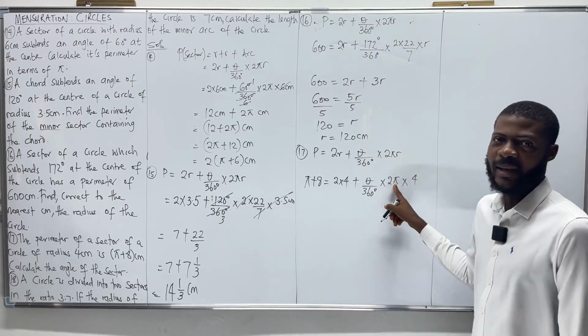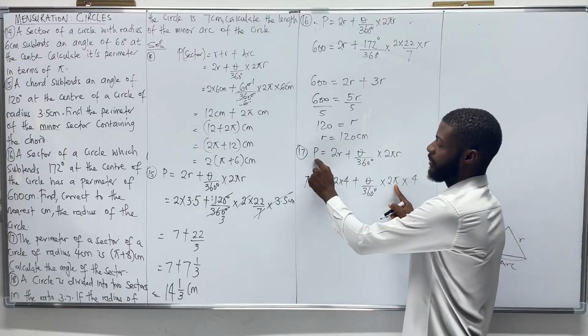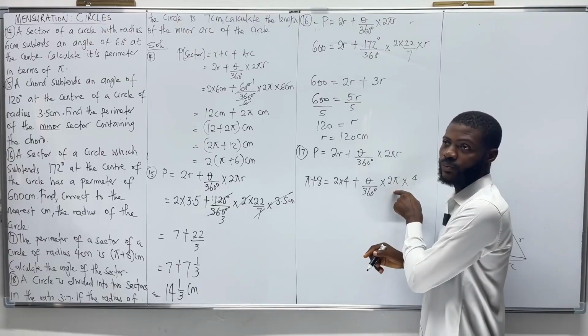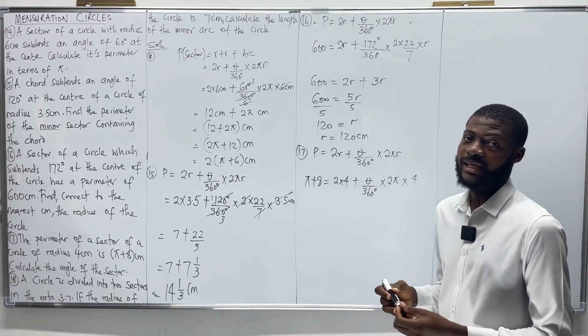Now why did I leave this pi like this? You know that the perimeter was left in terms of pi. Also leave this side in terms of pi too, so that you can check if they will cancel out at the end of the day.